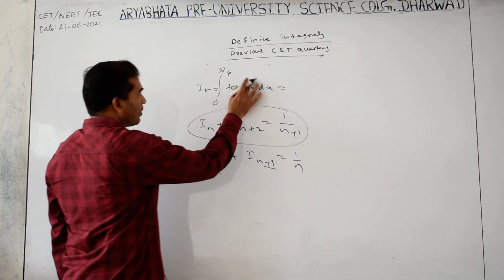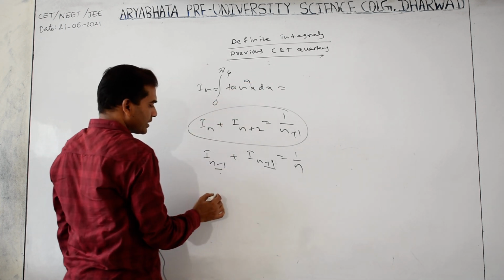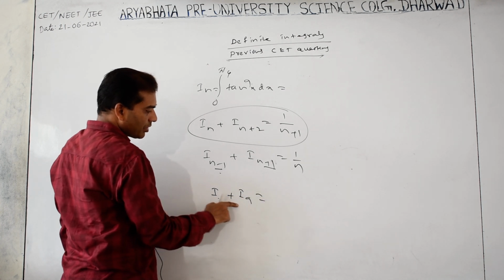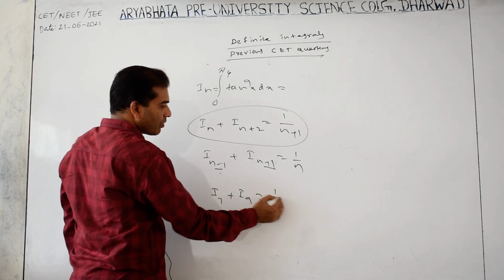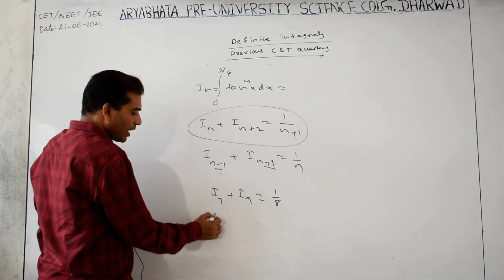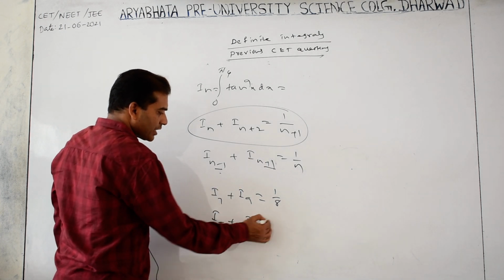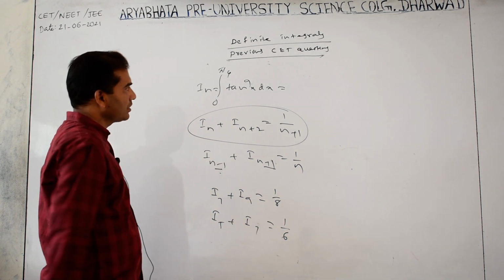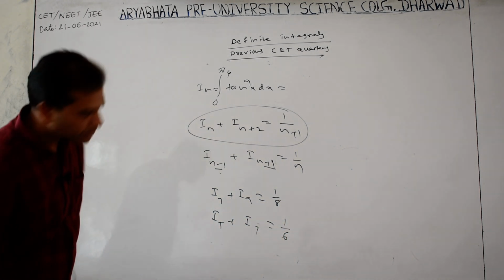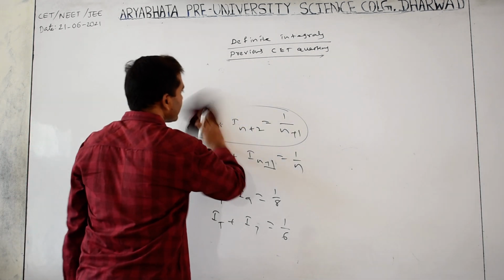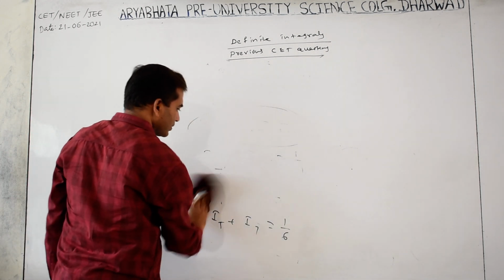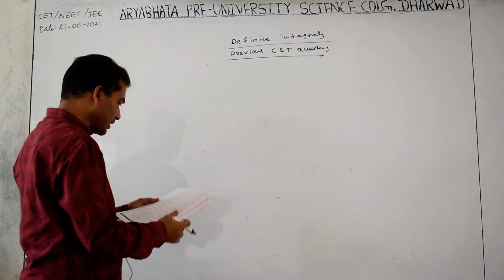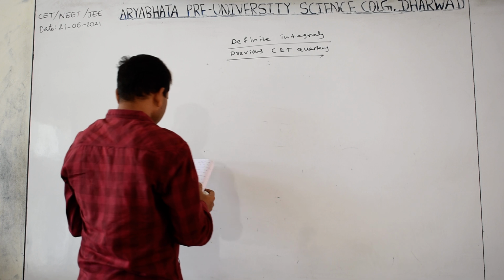So for 0 to pi by 4, for example tan power 9x, tell me I7 plus I9, which equals 1 by 8, since 8 is in between. I5 plus I7, in between 6 is there, so 1 by 6. This is most important. It was asked in CET 2-3 times and in JEE also.